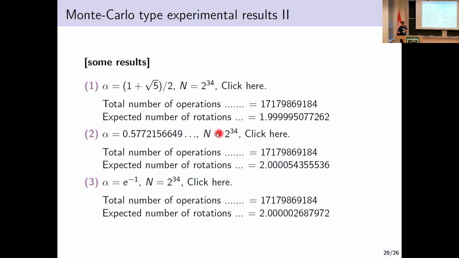And I tried a few numbers for the sequence. So I tried the golden ratio. The size of the tree is 2 to the 34, and it takes about 710 gigabytes, which fits on my computer at home. The total number of operations is 2 to the 34, and the expected number of rotations is 2. I tried Euler's constant. Same thing, the number of rotations is 2. I tried the inverse of the number e, same thing here.